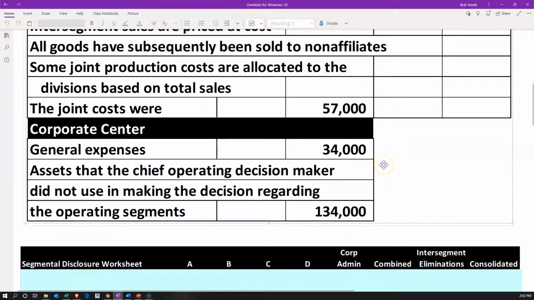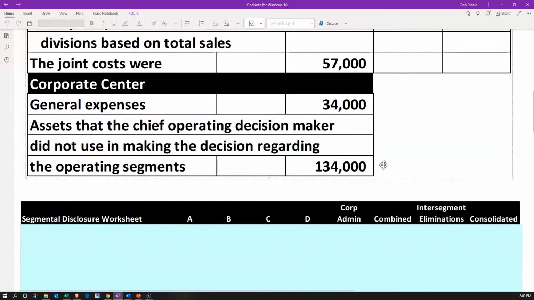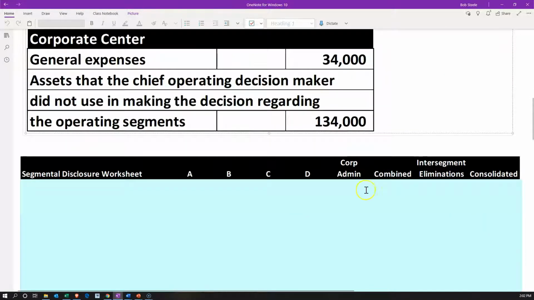So we have information related to the corporate. General expenses, 34,000. Assets that the chief operating decision maker did not use in making the decision regarding the operating segments, that's going to be 134,000. Okay, so this is what our worksheet's going to look like.